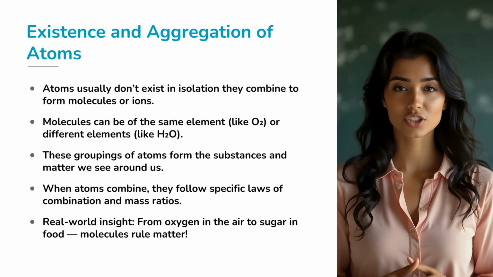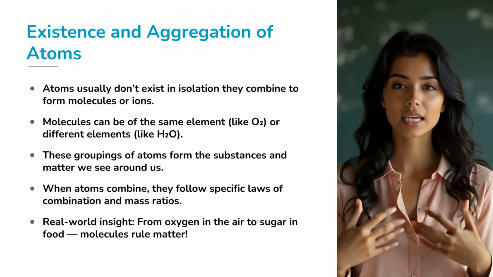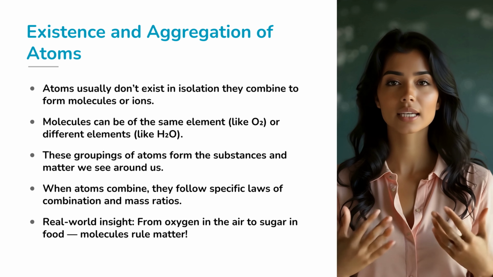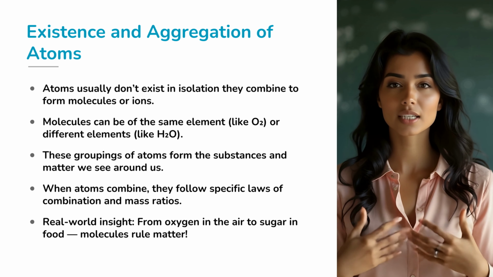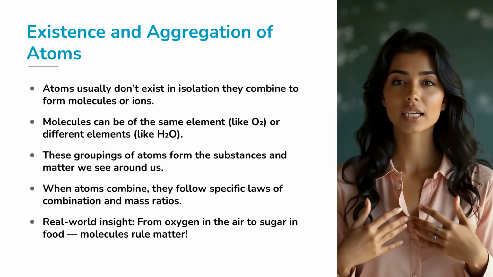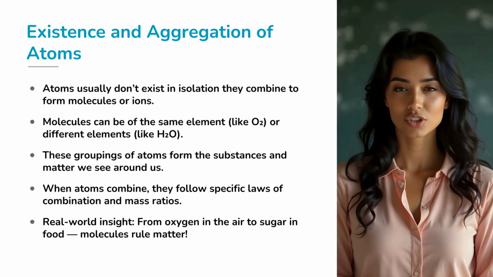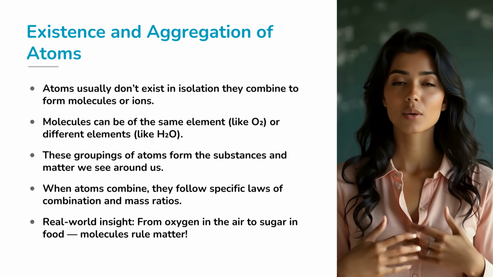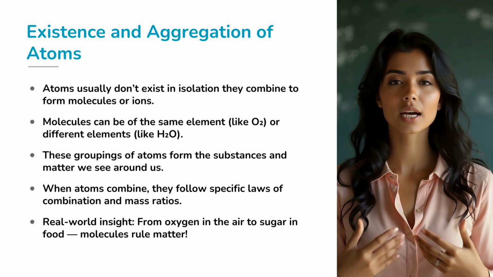So here's a question: if atoms are so small, do they just float around on their own? In most cases, no. Atoms rarely exist independently. Instead, they combine to form larger, stable units. For example, they form molecules like O2, which is oxygen gas, or H2O, which is water. Or they form ions, such as Na+, which is a sodium ion, and Cl-, which is a chloride ion.